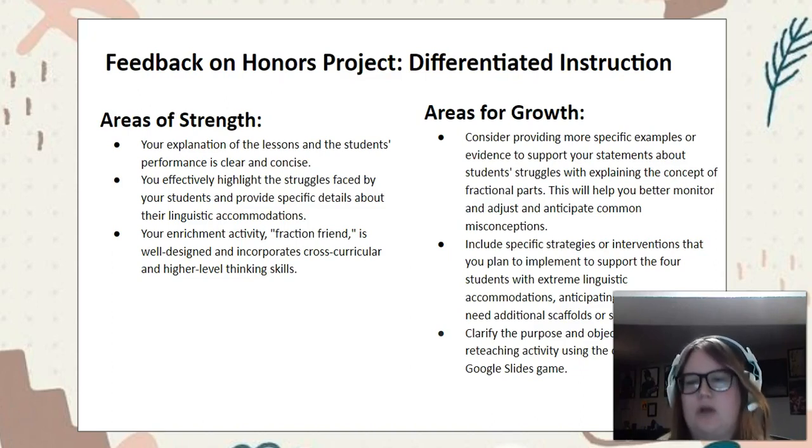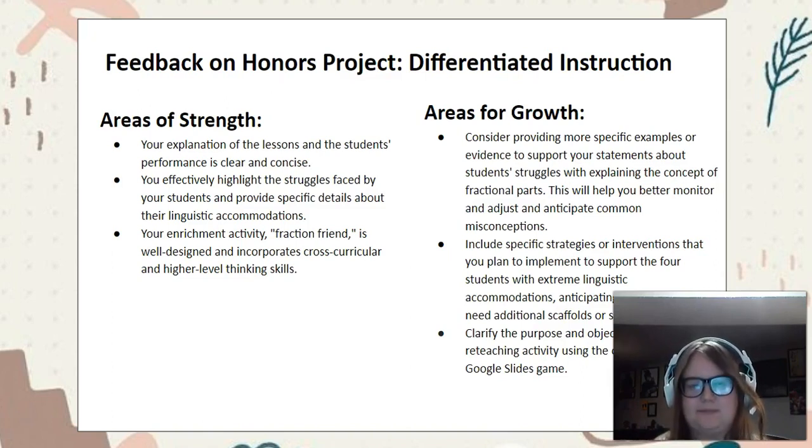For areas of growth, she said that I could add more specific examples to support why my students struggled so that I could better adjust and anticipate common misconceptions in the future. And then she also said that I could have provided more concrete examples of how I scaffold those linguistic accommodations for my 504 students.